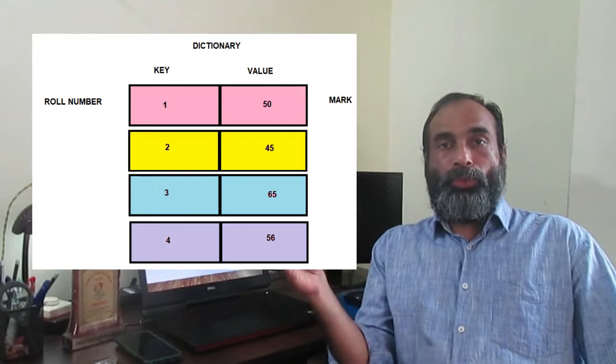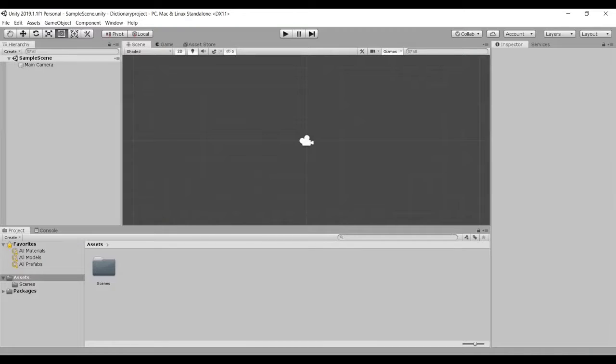Today we are going to see a couple of examples. In the first example we will see how we can create a dictionary in C# and how we can add values or elements to that dictionary and how we can get the values from that dictionary. We will also see how to get a particular element and how to remove an element from the dictionary. So we will start with our example.